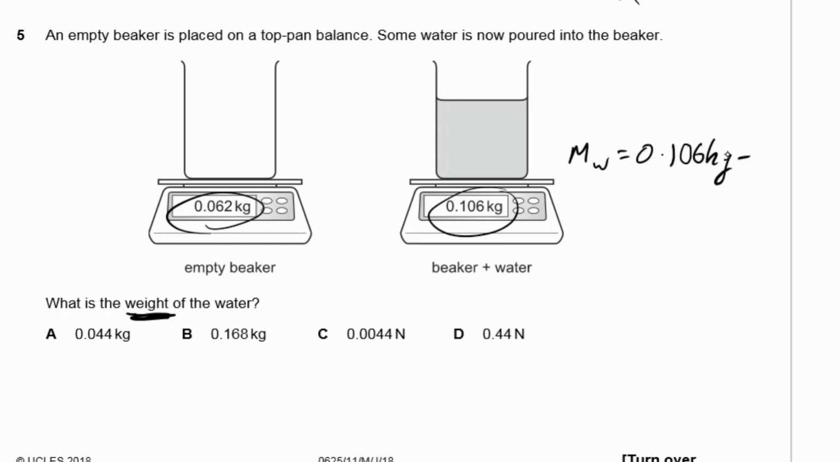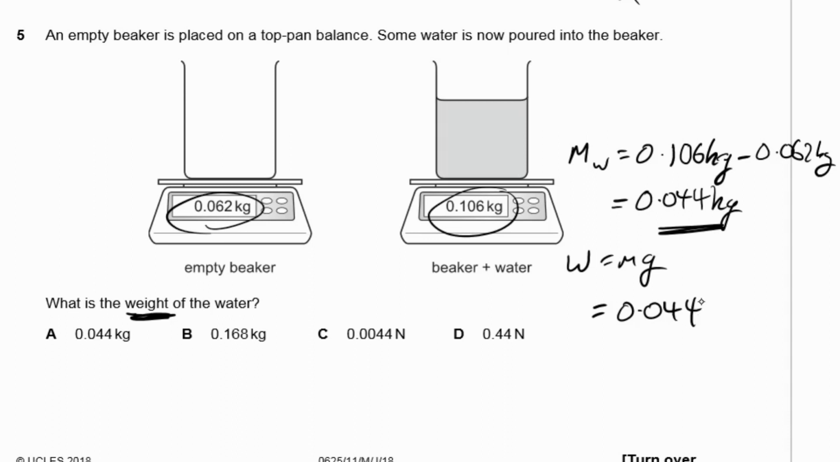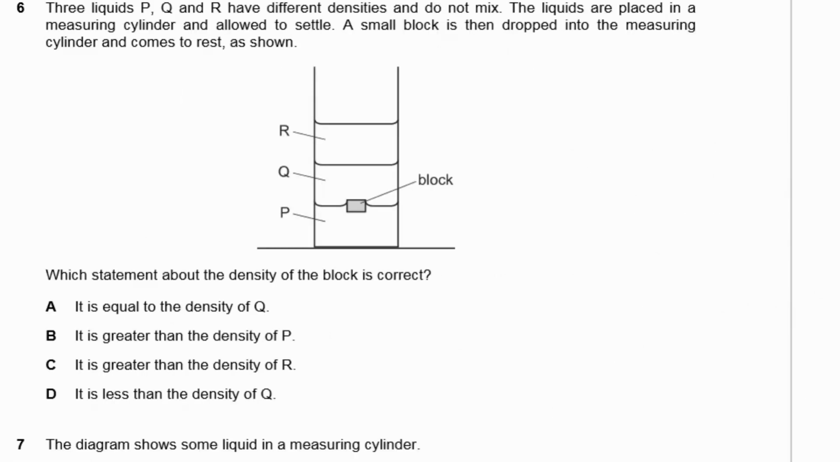Well, let's find out what the mass of the water is. 0.106 kilograms minus 0.062 kilograms, which is going to give us a value of 0.044. Okay, so this is the mass of the water. We want to find the weight of the water, and weight equals mass times gravity. Gravity in these exams is given to us to be 10. So the weight is given by 0.044 kilograms multiplied by 10 meters per second squared, which gives us 0.44 newtons. Option D.